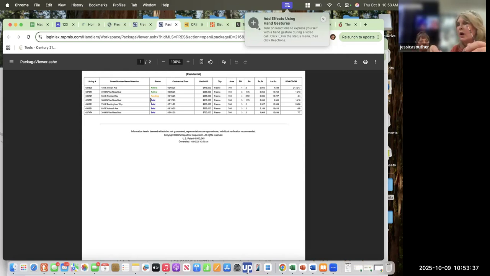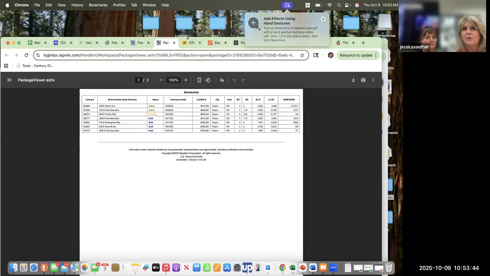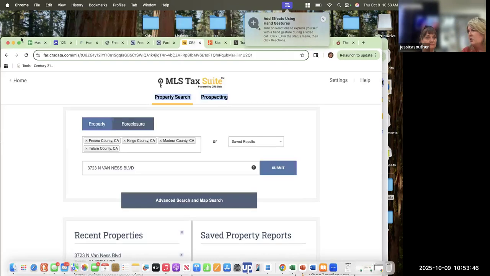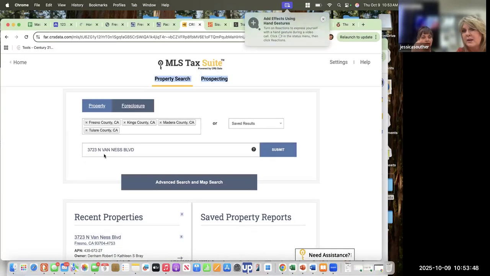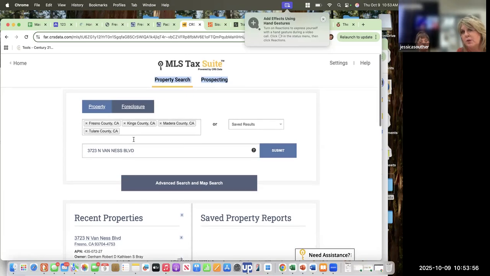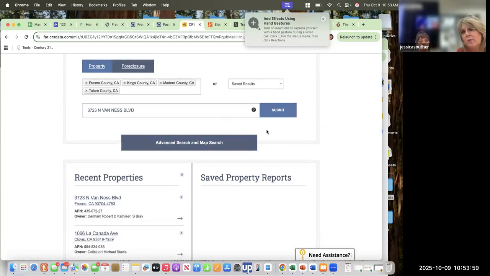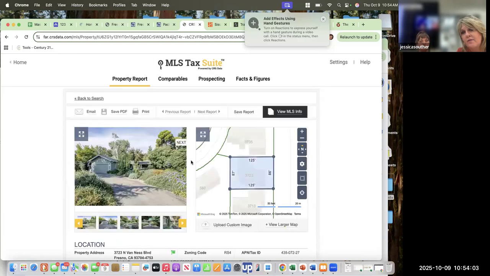Oh, I should show something else in tax records. Okay, let's go back to tax records and I'll show you this. If you're farming, now you know how to do a CMA, and that CMA could be used for just a neighborhood. You could do a radius search and then send it out to all of the neighbors. So when you're in the tax records and say, I have this house and I want to farm around it, you can go to prospecting.